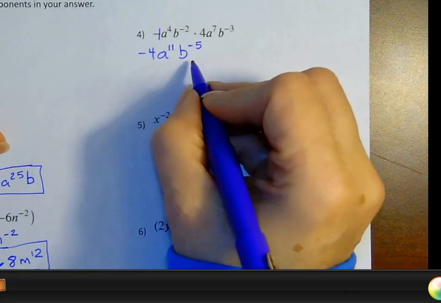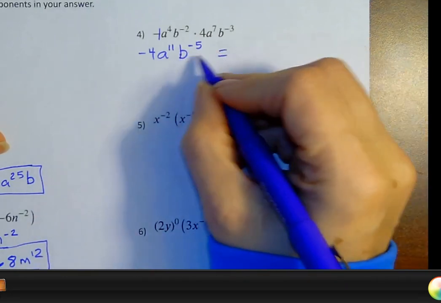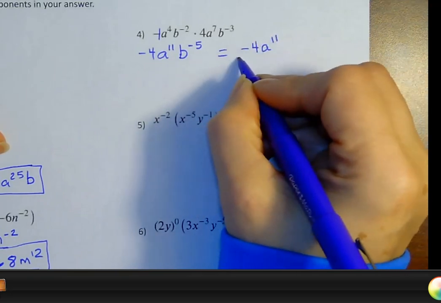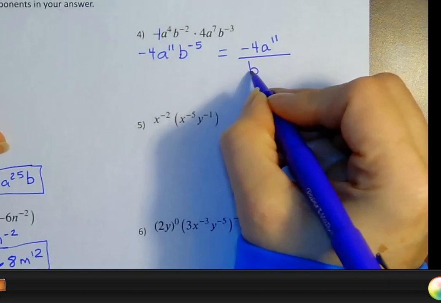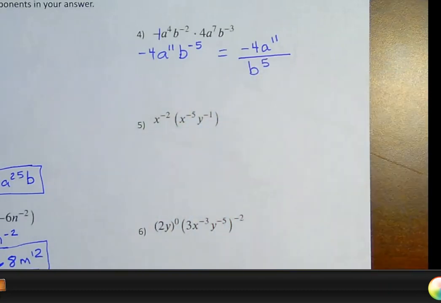All right. That is almost my final answer, but of course I don't want a negative exponent, so I'm going to rewrite that. That's going to be negative 4, a to the 11, all over b to the 5th. But there are a couple of different ways that you can write that answer. Okay, we're getting through it.